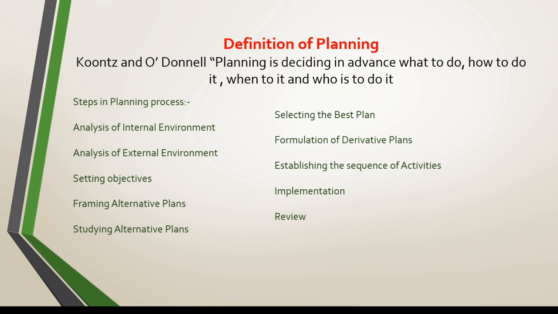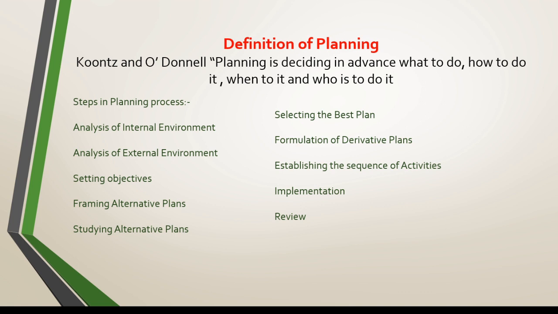Now next one is review. Review means periodically reviewing your performance, right? This will tell you the differences between the planned and the actual one. If there are any changes occurring, you need to go for the other plan. Means your first plan is not able to achieve your objective. Now you have to move towards your second alternative plan, and this will help you to achieve your objectives.